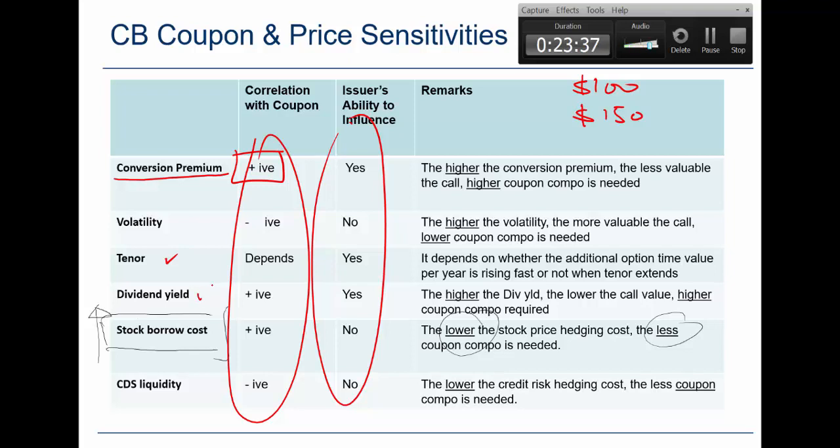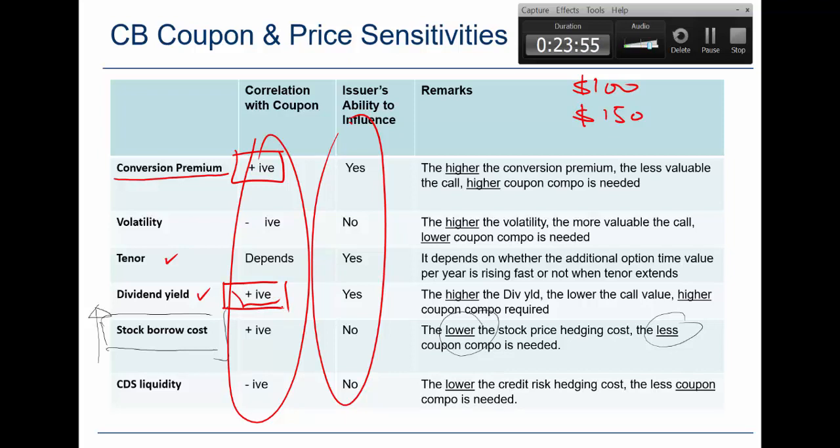Dividend yield, when dividend yield is very high, then your coupon will also go up.